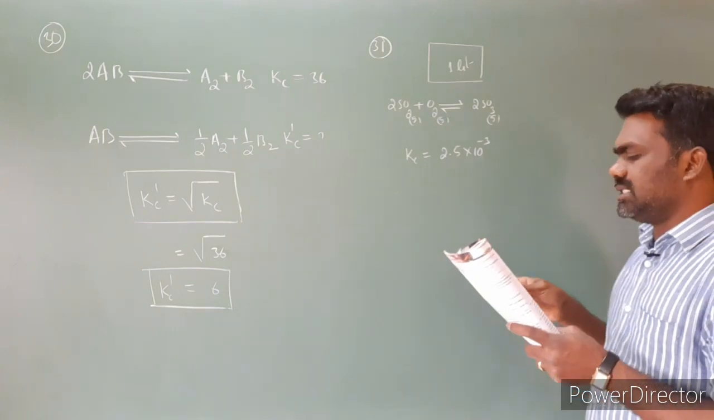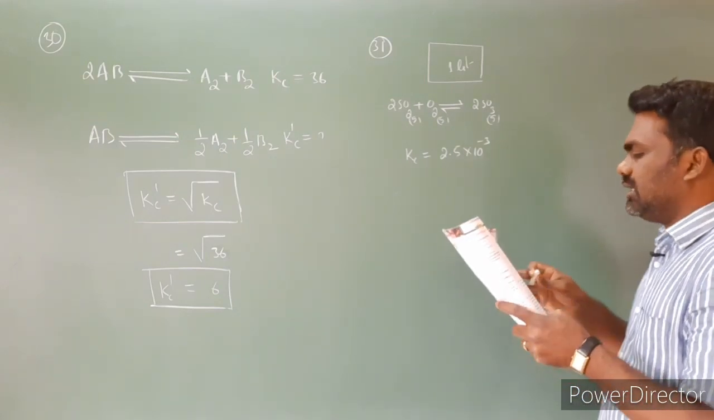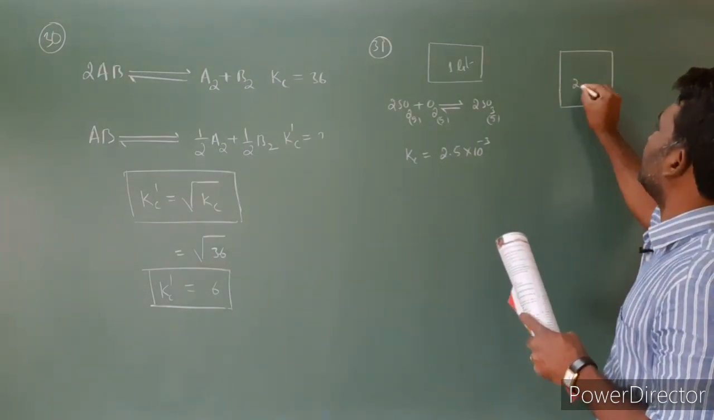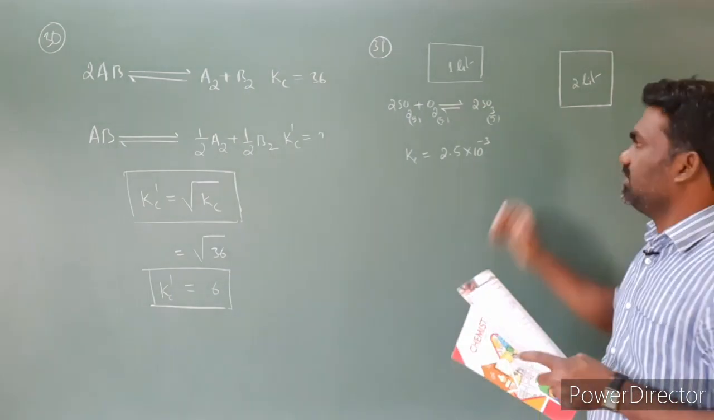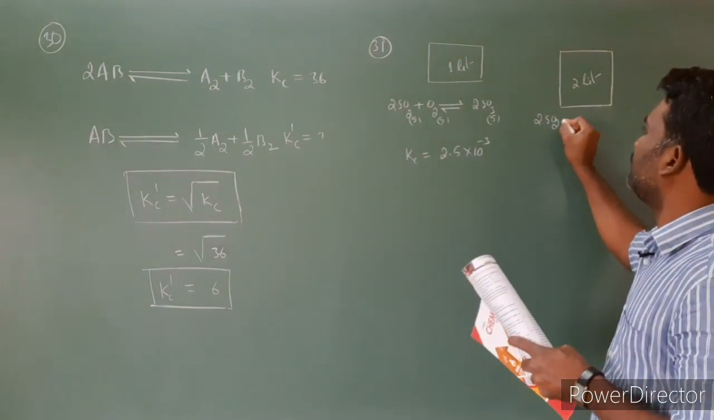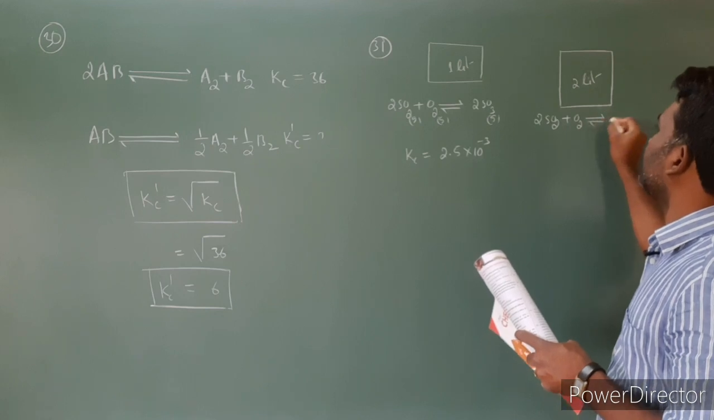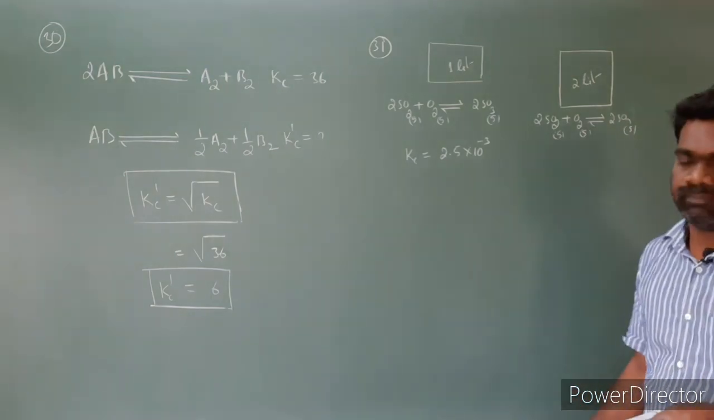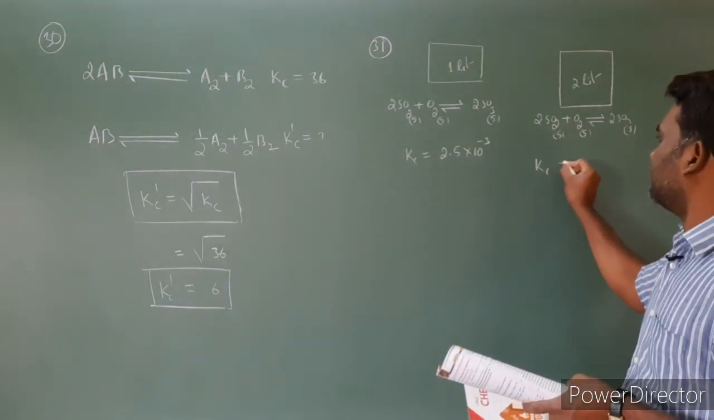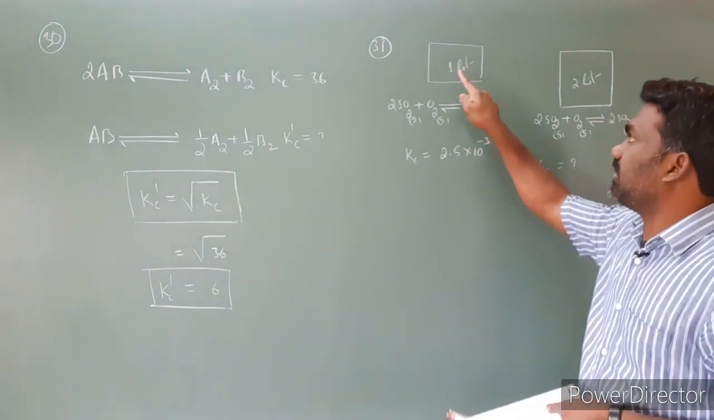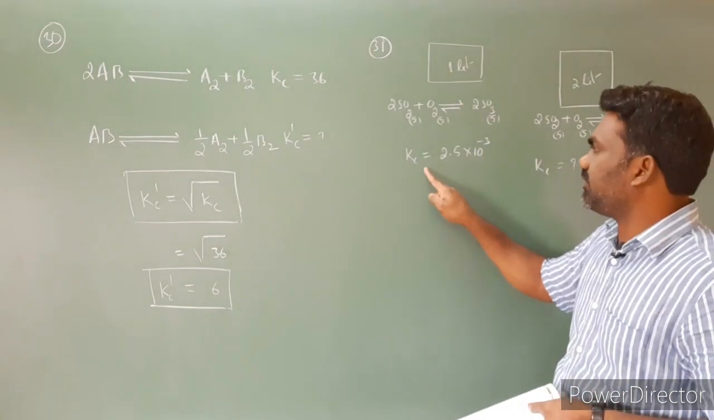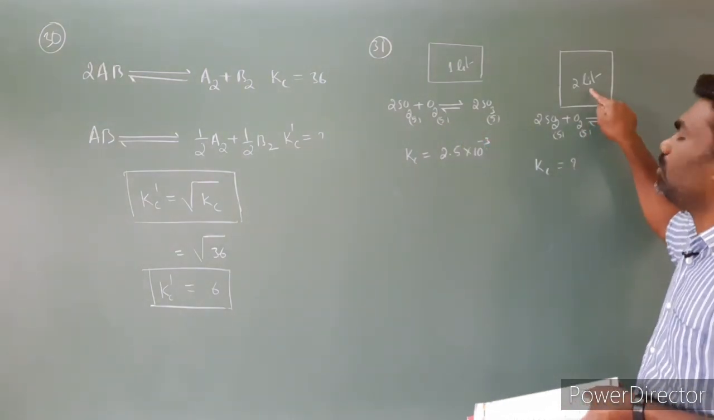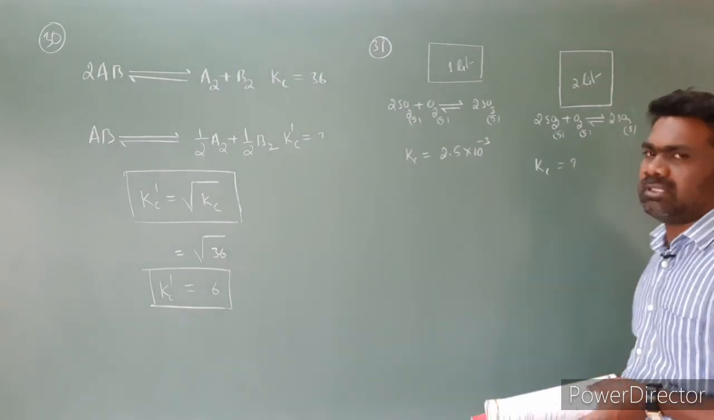And the same reaction is conducted in a 2 liter vessel. So I am taking another vessel, its capacity, imagine 2 liters. So the same equation we have taken: 2SO2 plus O2 gives rise to 2SO3. This is a gas, this is also a gas, and this is also a gas. Now the question is, what is the Kc for this reaction? The reaction is carried out in a 1 liter vessel, Kc is found to be 2.5 into 10 power minus 3. The same reaction is conducted in a 2 liter vessel. So what is the Kc for this reaction?